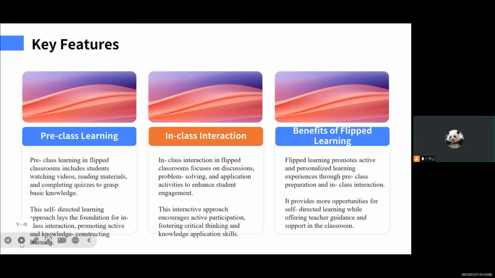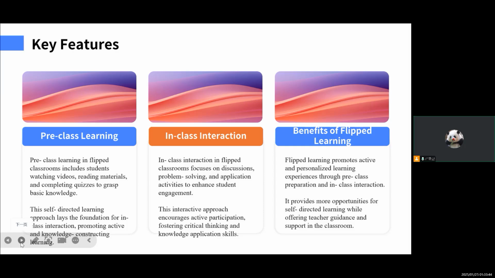Flipped learning model. This flipped learning model turns traditional teaching upside down. 1. Pre-class. Students prepare by watching videos, reading, or completing tasks at home. This ensures that classroom time is used for higher-order thinking. 2. In-class interaction. The focus shifts to collaboration, problem solving, and applying knowledge. Activities like group discussions and hands-on projects dominate.